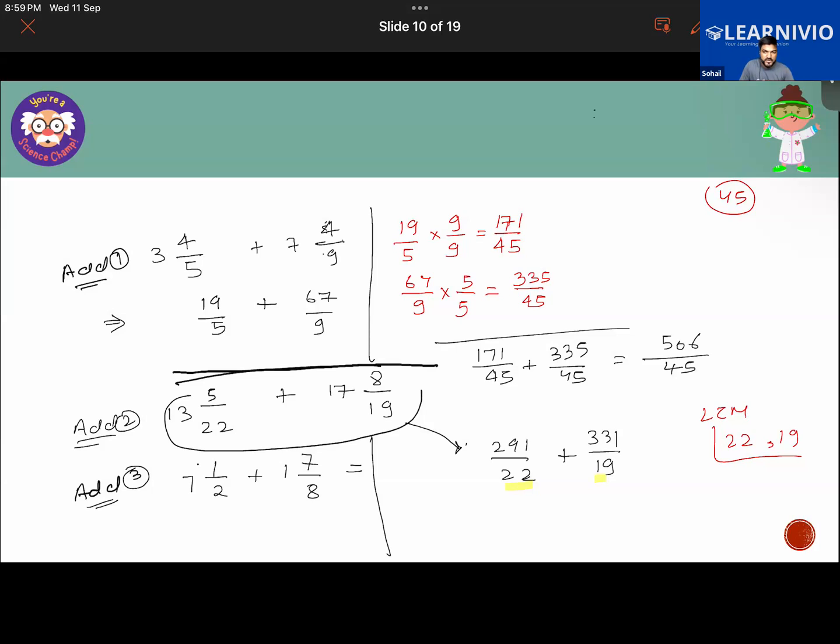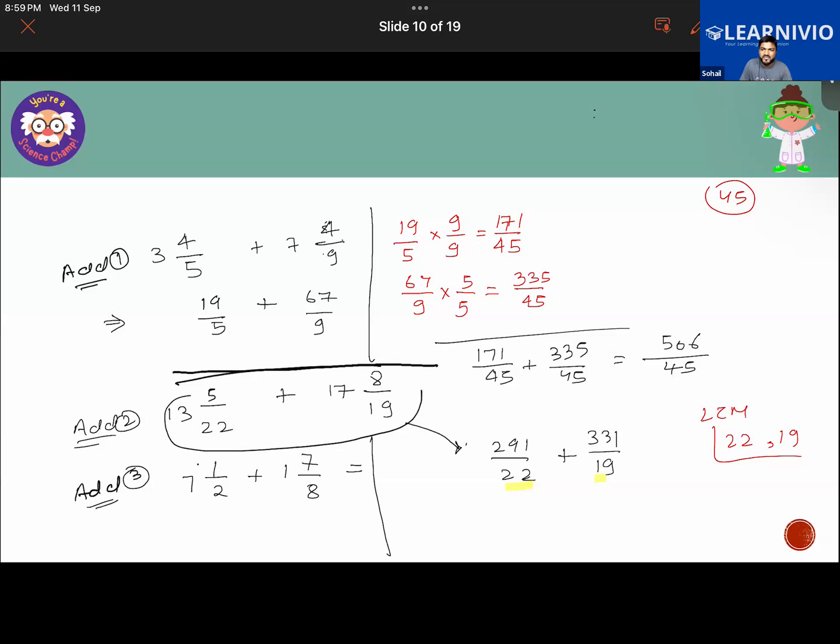Have you guys forgotten the method of LCM? If yes, please let me know. We'll be revising that if you have forgotten it. Sir, I found the LCM of 22 and 19. Sir, I can't find any factor of 19. You can't find? Okay, no problem. It's only 1 and 19.